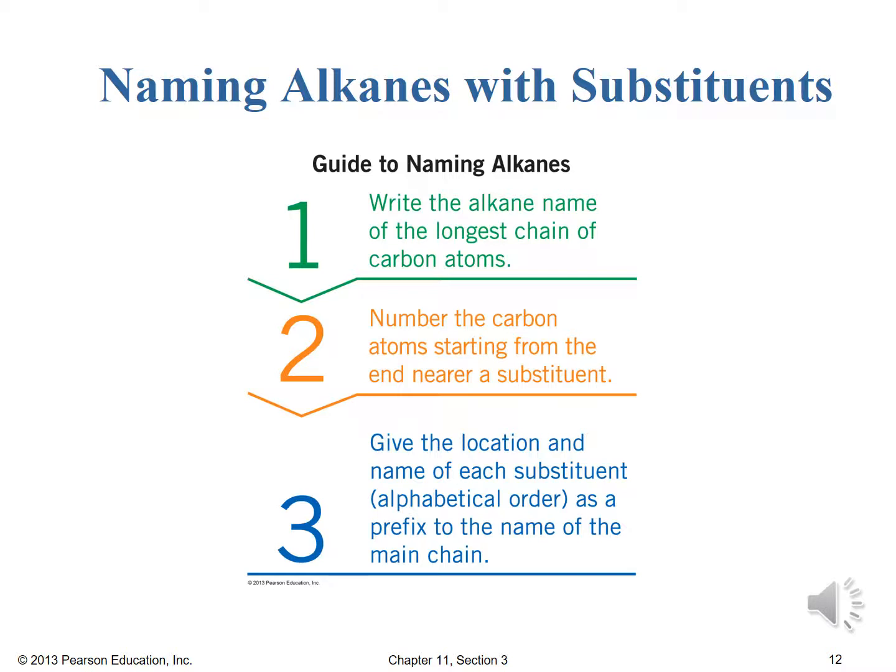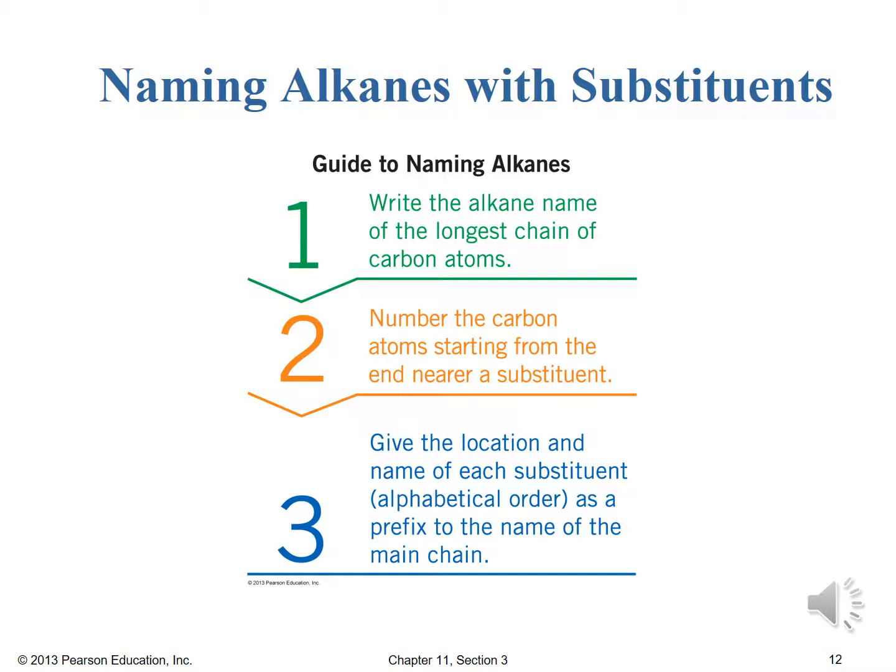So in our guide to naming alkanes, we'll write the alkane name of the longest chain of carbon atoms. So we don't have nonyl substituents on propanes, we have propyl substituents on nonanes. So just be careful about that. That's why we tend to see common substituents being small, like methyl, ethyl, propyl, or isopropyl. We don't tend to see really long chain substituents because they're part of the alkane name of the longest chain of carbon atoms. Number 2, we'll number the carbon atoms starting from the end nearest to a substituent.